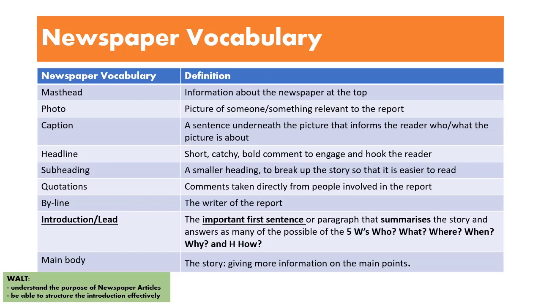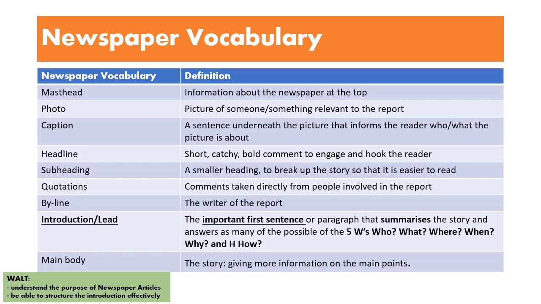Quotations: comments taken directly from people involved in the report. So we're very familiar with quotations when we come to write a PEE paragraph, but in newspaper articles, reporters will try and get comments from witnesses, from the people that they are writing about, so that it makes it a little bit more interesting. There's someone else giving their opinion. A byline is the writer of the report, so usually after an article it does tell you who it's been written by.